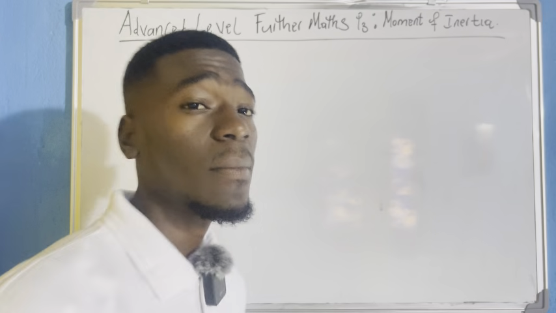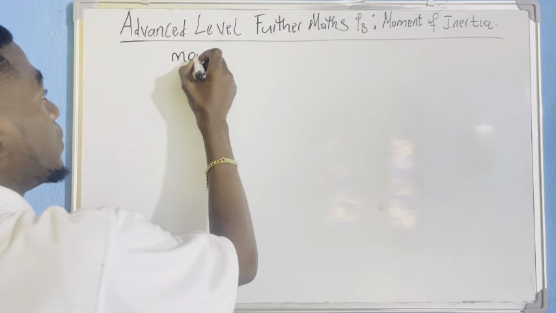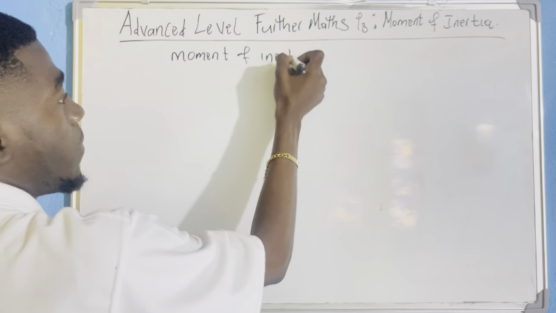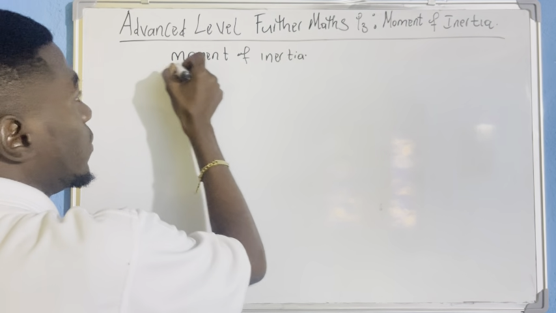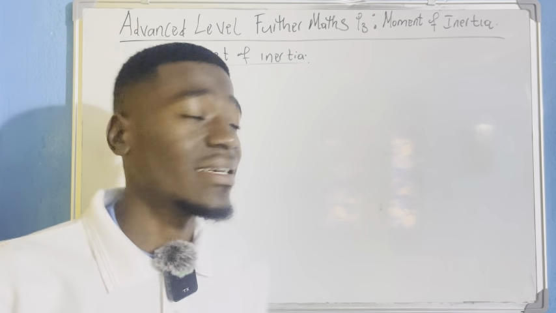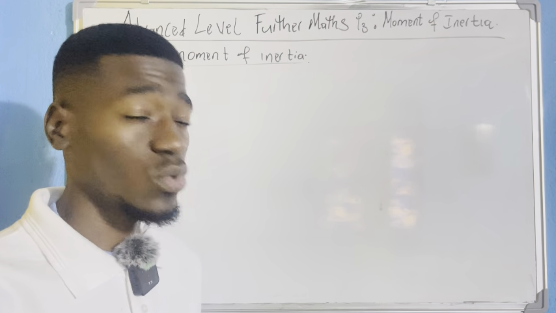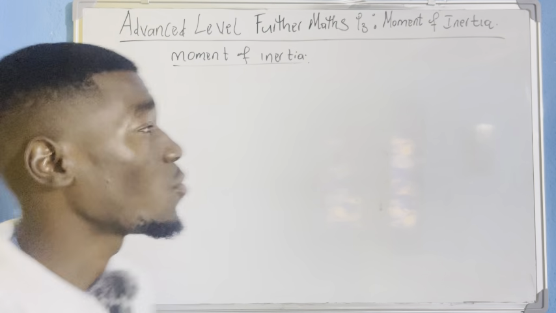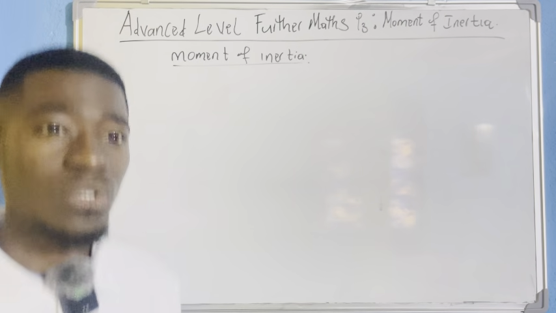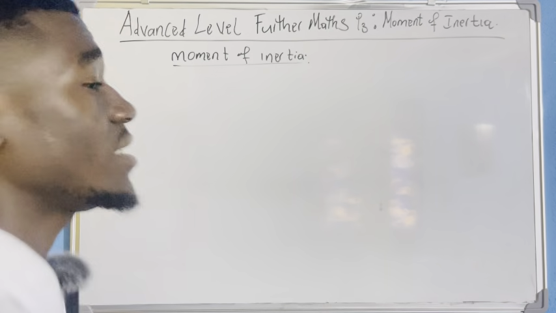Okay students, when we talk about moment of inertia, what do you understand about the moment of inertia of a body? What you should know here is that the moment of inertia of a body is the reluctance of a body to rotate. Are we understanding? So moment of inertia is measuring what? The ability of a body to be what? To resist rotation. Are we understanding? The ability of a body to resist rotation.